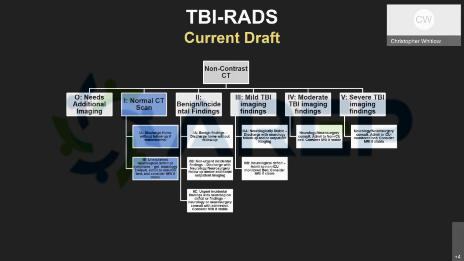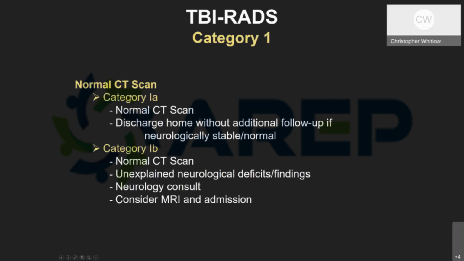TBI RADS category 1 relates to when you have a normal CT scan. So we have category 1A, a completely normal CT scan, with the thought that we could discharge the patient home, probably without any additional follow-up if the patient is neurologically stable and seems normal. Category 1B is a normal CT scan, but there are some unexplained neurological deficits and findings for which there could be some use for a neurology consult, maybe consideration of an MRI, and maybe consideration of admission to the hospital if needed.